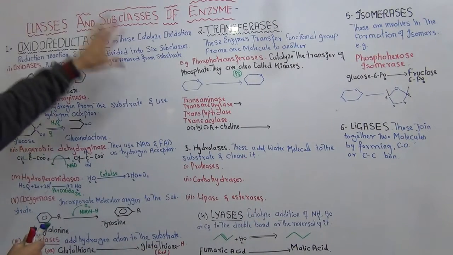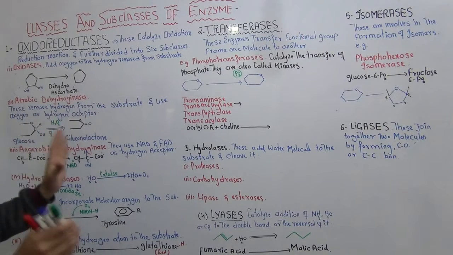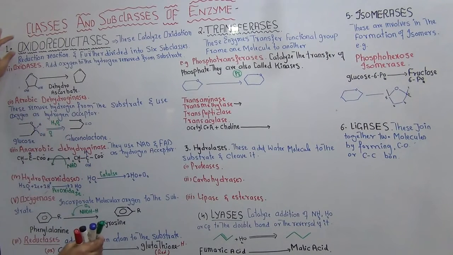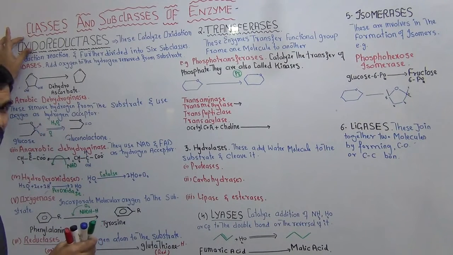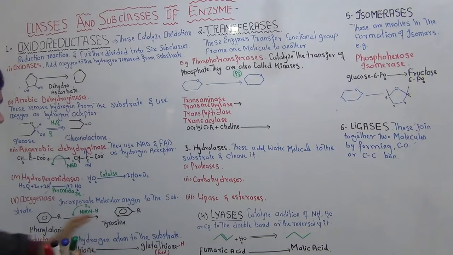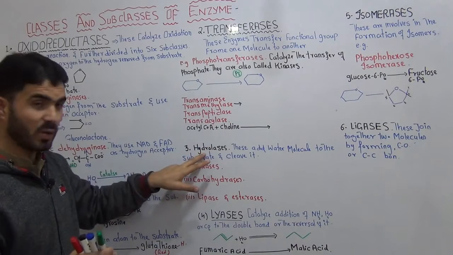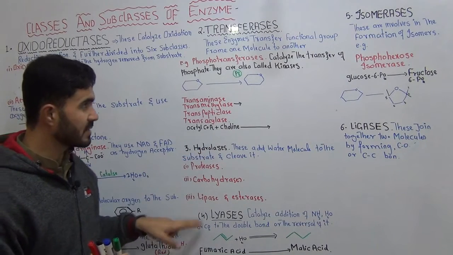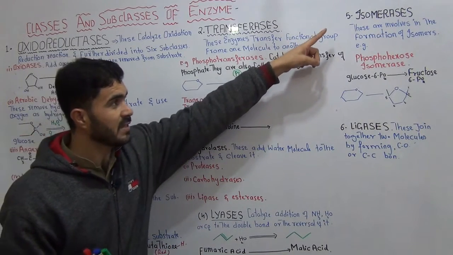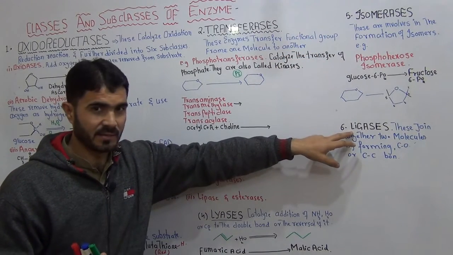There are 6 classes of enzymes. The first one is Oxidoreductases. Then Transferases, second, and then third Hydrolases, fourth Lyases, fifth Isomerases, sixth Ligases.